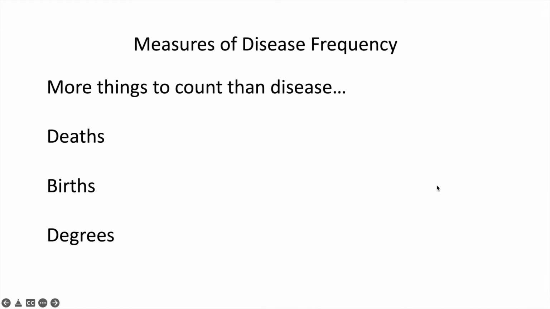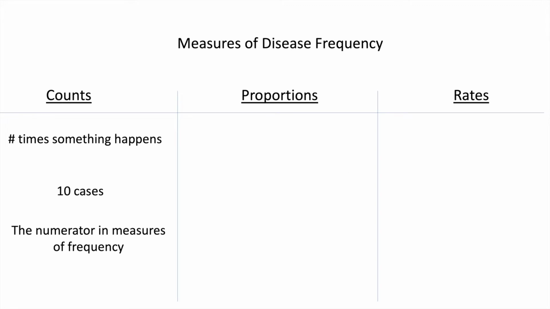There's a lot more things to count than just disease. You can count deaths, births, degrees, all kinds of things. And they don't need to be bad things either, like degrees. The three main things I'm going to talk about are counts, proportions, and rates, as well as something called odds that's going to come up at the end, or at some point. So counts is just the number of times something happens, like 10 cases, and it represents the numerator in pretty much all of the other measures of frequency.